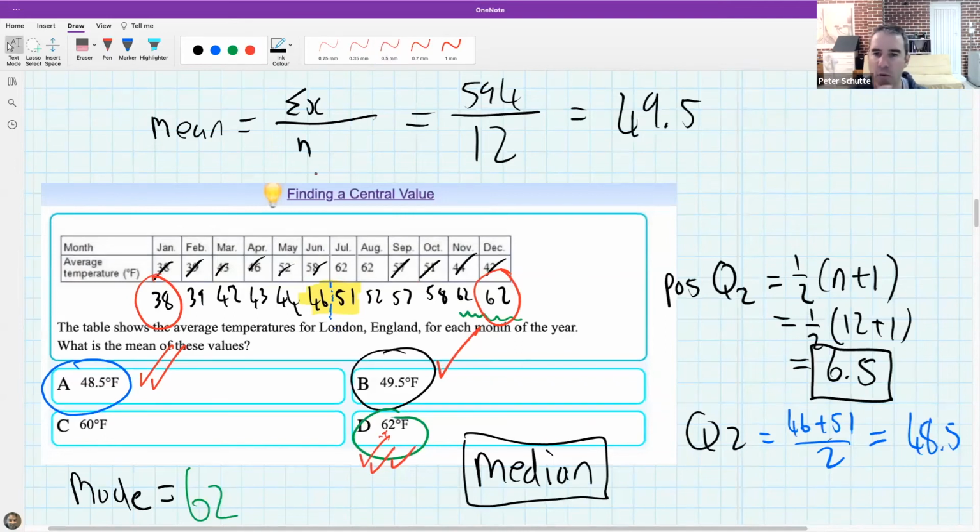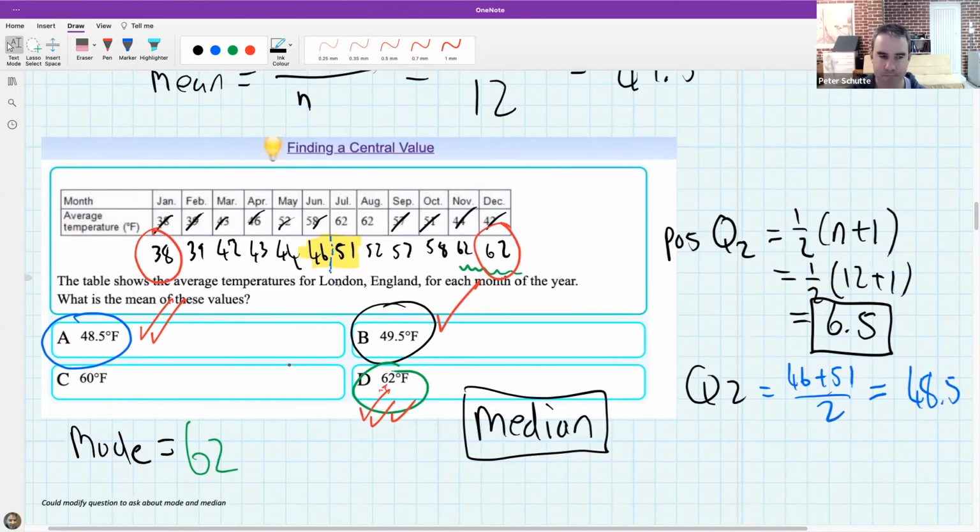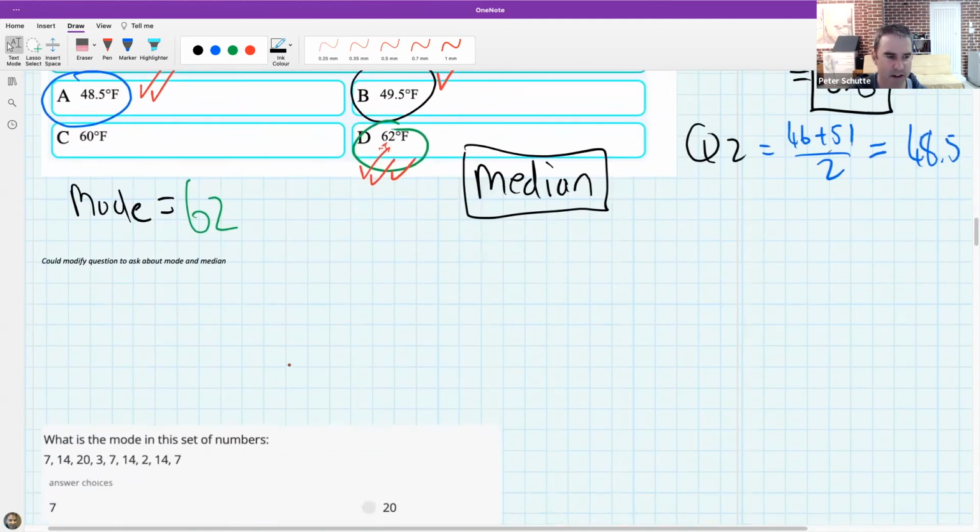So Loretta, the mode is the one with the highest frequency. Yes, it's the one that occurs the most often. But sometimes that isn't always the best measure of where the middle is. Okay. Let's go on to another question here.